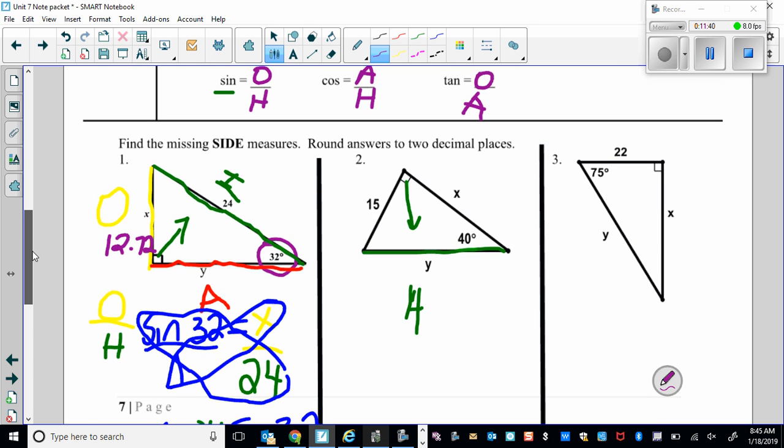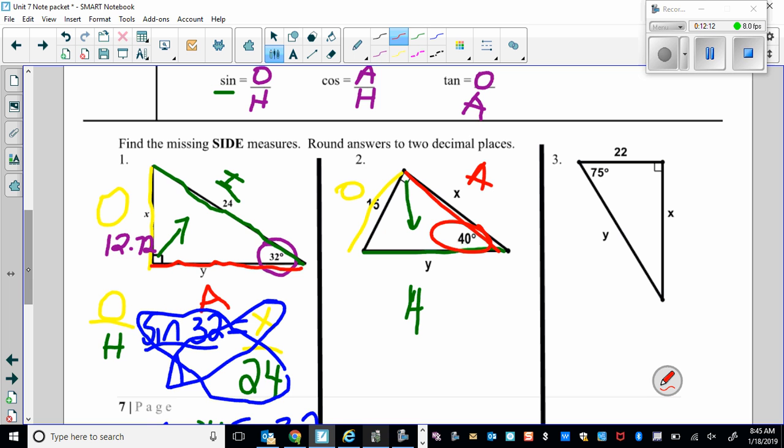So one more. I'm probably going to try to go a little bit faster for this one. I'm going to circle the angle given, and then based on this angle, I'm going to label. I already labeled the hypotenuse. The side across from 40 is going to be the opposite side, right? And the side next to my 40 is going to be the adjacent side. Okay, so let's see. I want to solve for the hypotenuse first.